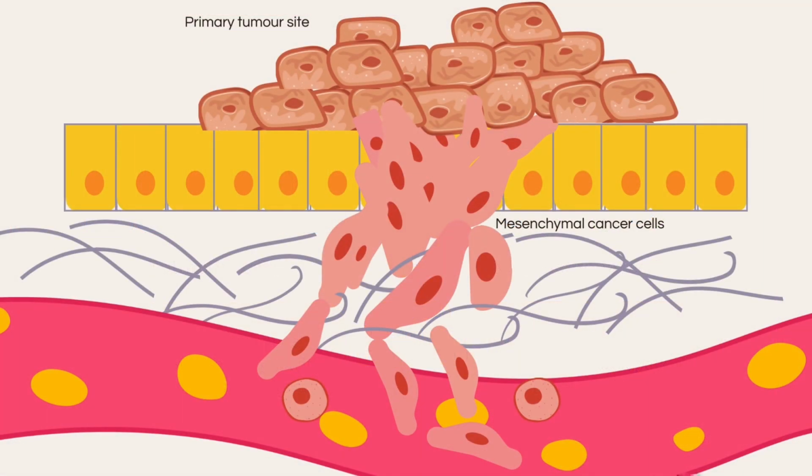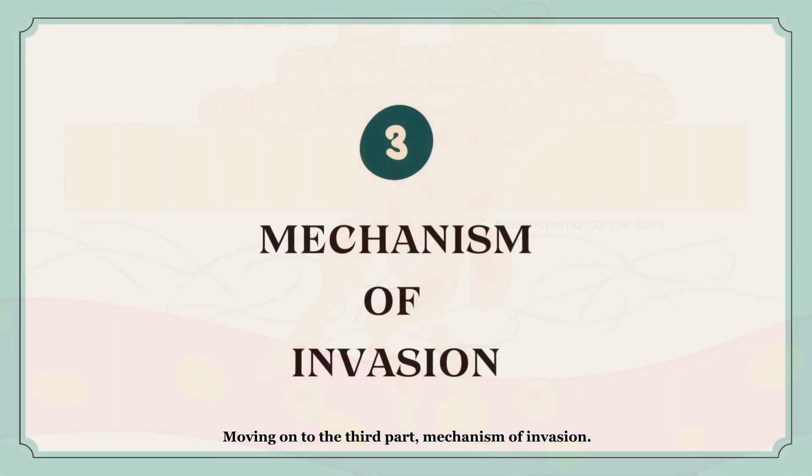So overall, here is the primary cancer tumor site that went through the epithelial-mesenchymal transition and is finally able to go through the extracellular matrix and into the adjacent tissue. Moving on to the third part, mechanism of invasion.